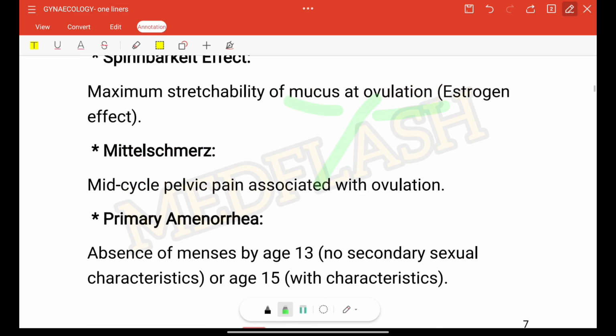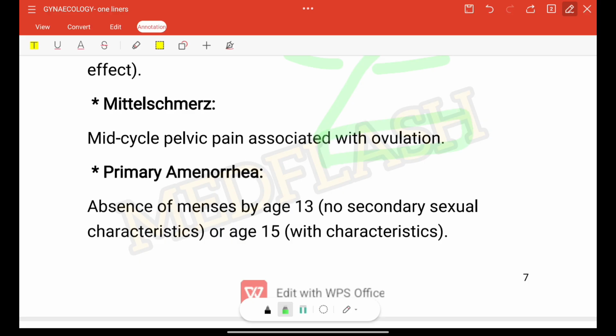Mittelschmerz pain means mid-cycle pelvic pain associated with ovulation. At the time of ovulation, there is a pelvic pain. It is called mittelschmerz.